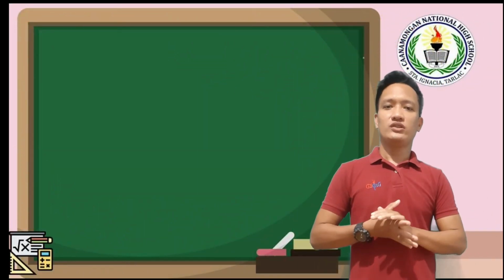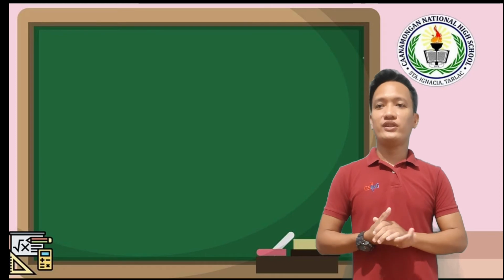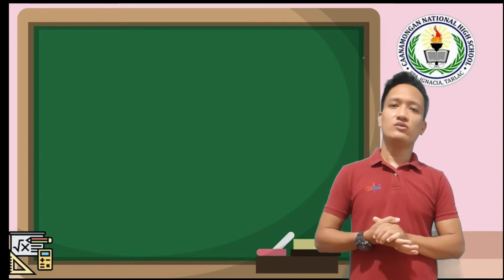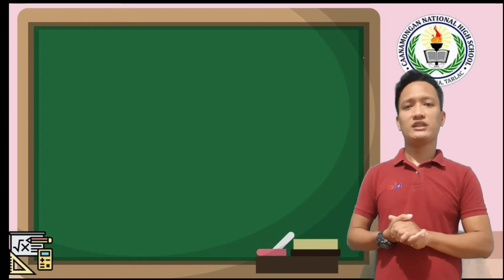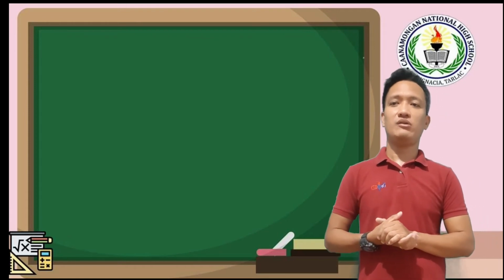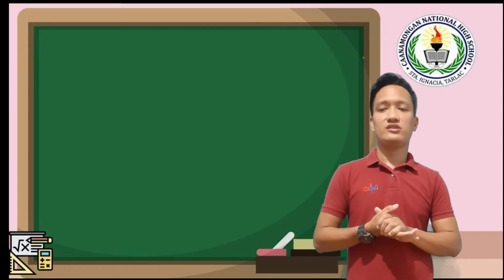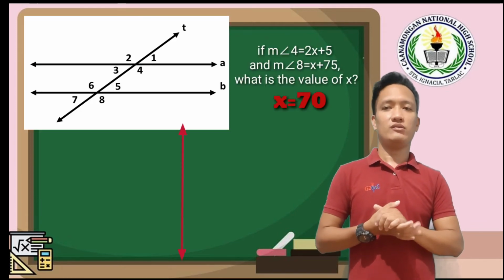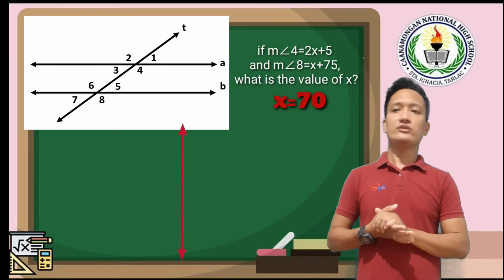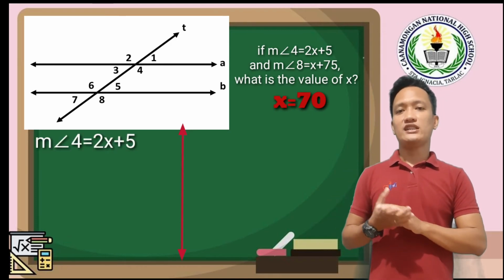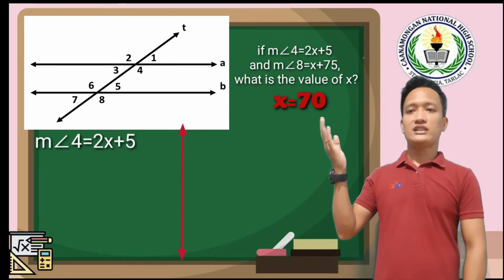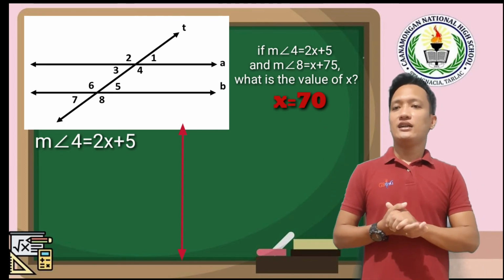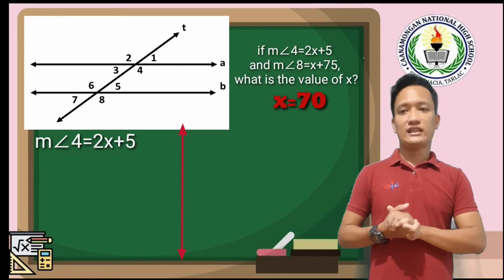Ayan. So, since we already solved for the value of x, so tingnan naman natin, let us check kung parehas nga ba talaga yung sukat ng dalawang angles na to. So, let us try to substitute. So, gamitin muna natin yung measurement ni angle 4. So, the measurement of angle 4 is equal to 2x plus 5. So, syempre, alam na natin yung value ng x, kaya yung x, i-substitute natin ang 70.